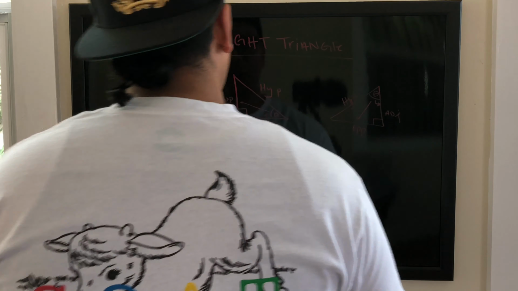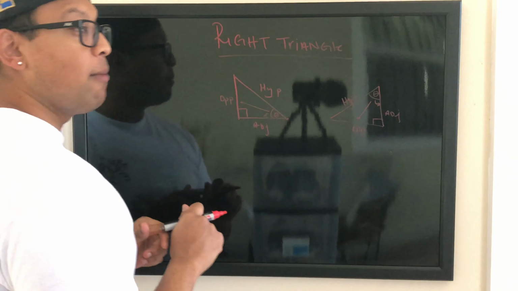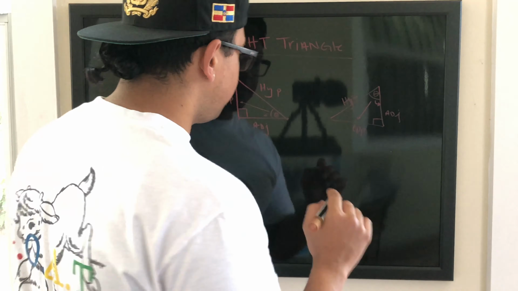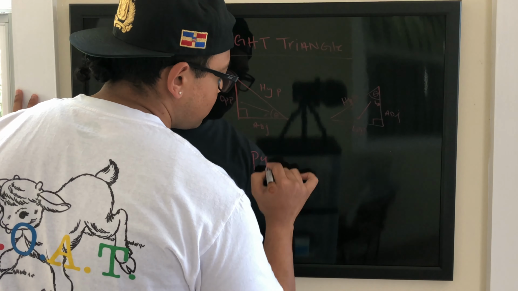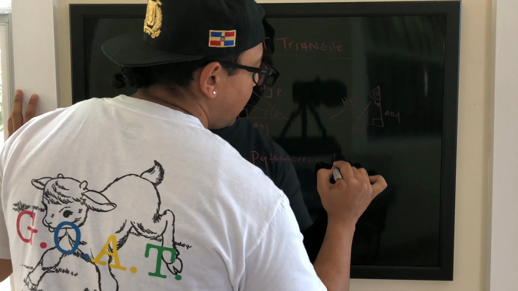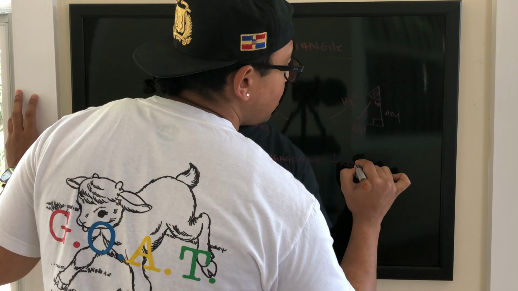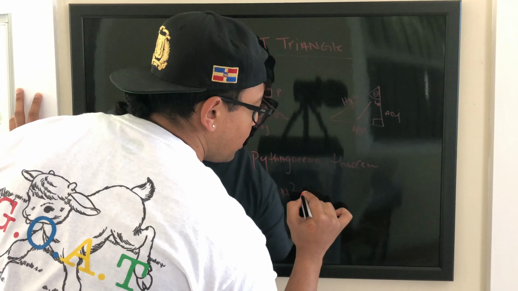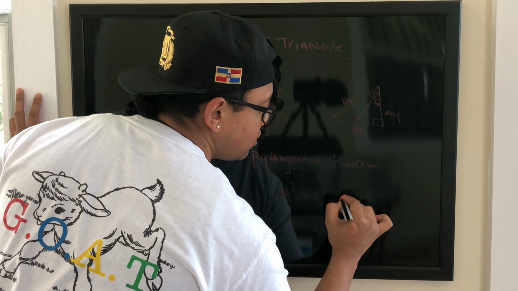All right, so what you have here, if you guys remember from geometry, is called the Pythagorean Theorem. It's a squared plus b squared equals c squared, correct?